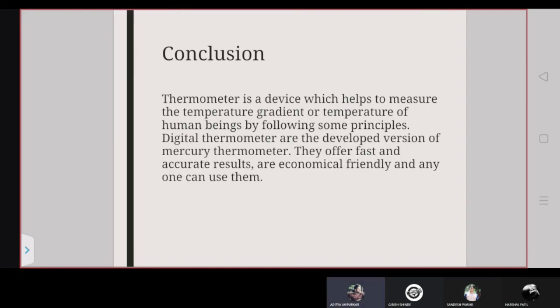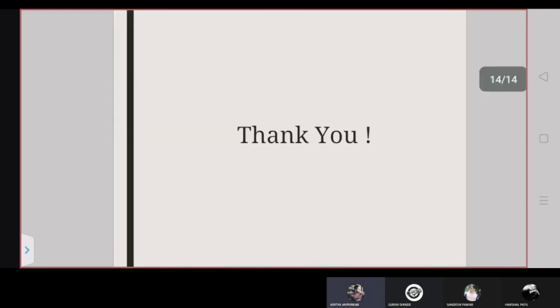Conclusion of this presentation. Thermometer is a device which helps to measure the temperature gradient or temperature of human beings by following some principles. Digital thermometers are the developed version of mercury thermometers. They offer fast and accurate results, are economical, environmentally friendly, and anyone can use them. Thank you.